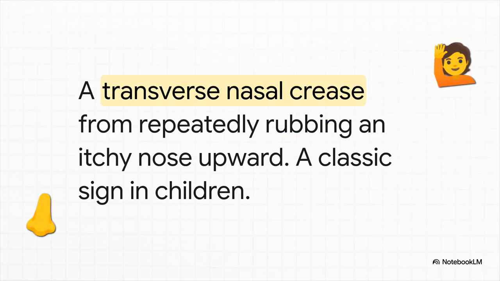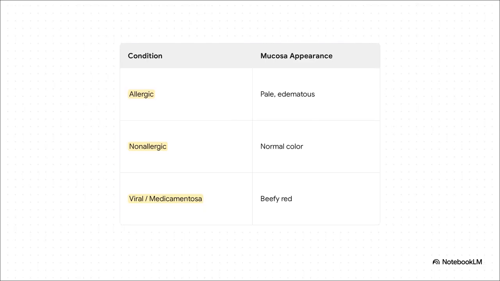And here is the other dead giveaway you'll see, the allergic salute. It's that classic move where kids are just constantly rubbing their itchy nose upward, trying to get some relief. And if they do it enough, over time, it can actually create a little horizontal line, a crease, right across their nose. If you see that crease, it's a huge clue that itching has been a big problem for a long time.